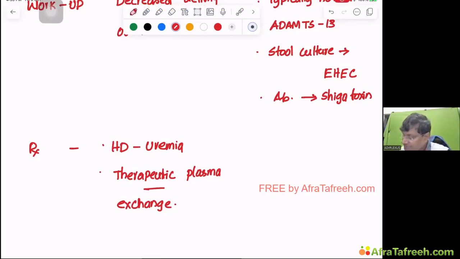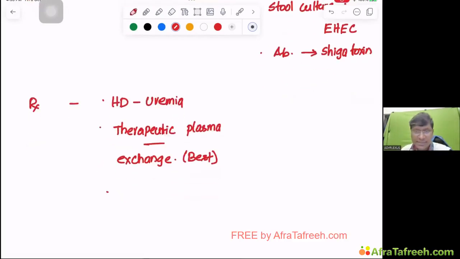Otherwise, the best treatment will be what? That is therapeutic plasma exchange. And why are we doing this therapeutic plasma exchange? Because we are trying to remove that autoantibody. The problem is what? The autoantibody to your ADAMTS13. And we are trying to remove that by your therapeutic plasma exchange. And that is the best way of treatment.